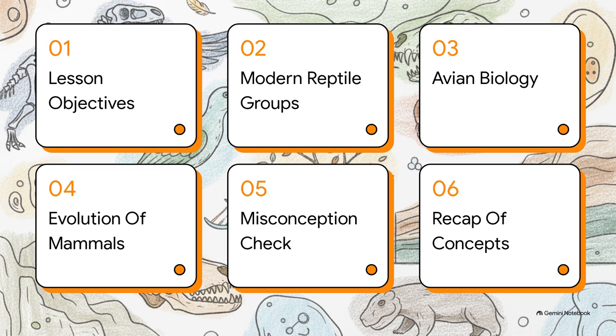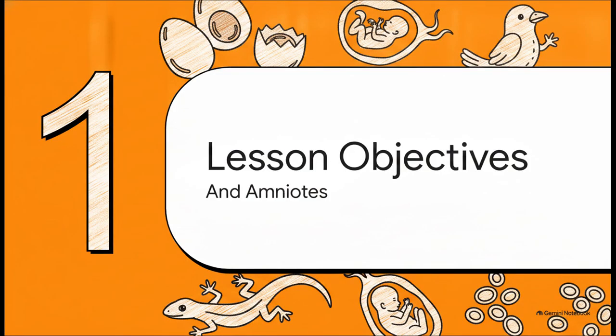Here's our roadmap for today. We'll hit our lesson objectives and the amniotic egg, check out modern reptile groups and avian biology, then look at the evolution of mammals, tackle a misconception check, and finish with a quick recap. All right, kicking things off with Section 1, Lesson Objectives and Amniotes.